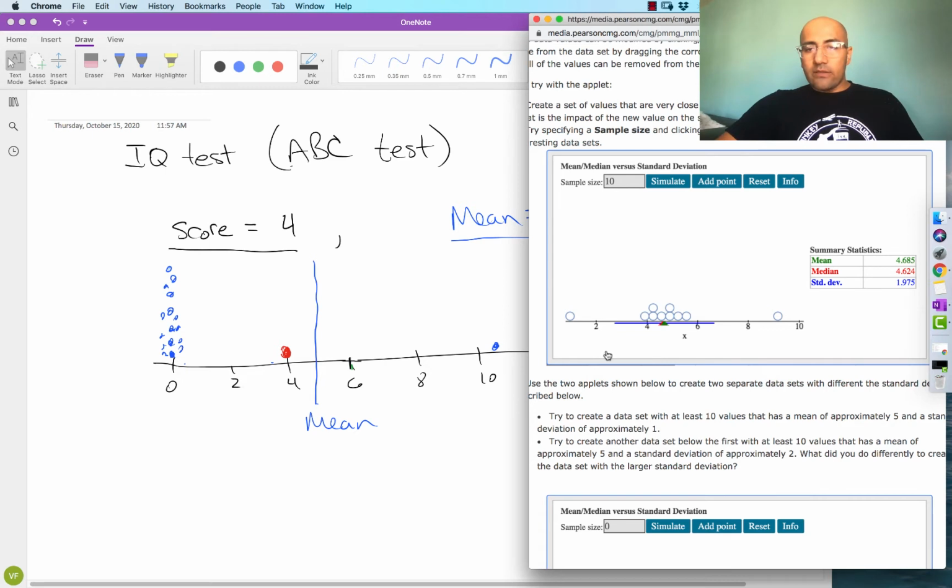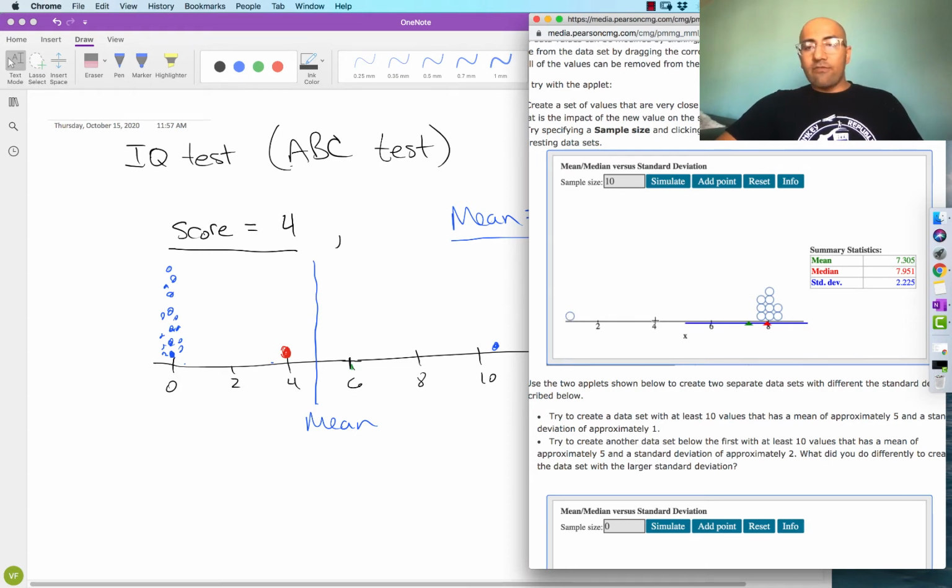Look at this one. It's got a standard deviation of 1.975. Most of the values are pretty clumped up, but then there's a couple really far away. Let's compare that with a different kind of simulation. This one's got a standard deviation of 2.8. That tells me that the data is more varied, more spread out than the previous one. Look at this one. Mostly clumped up except for one score way over there.